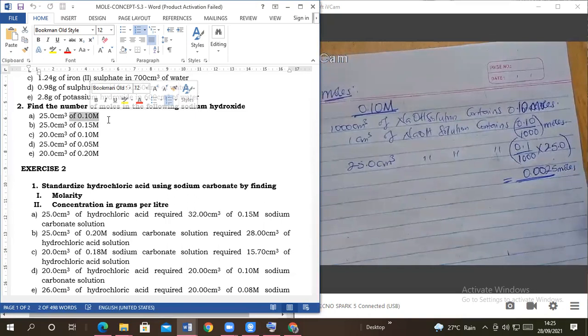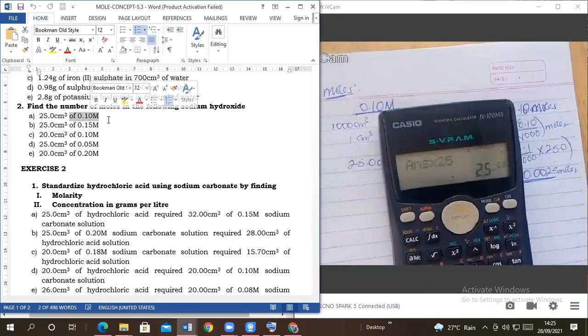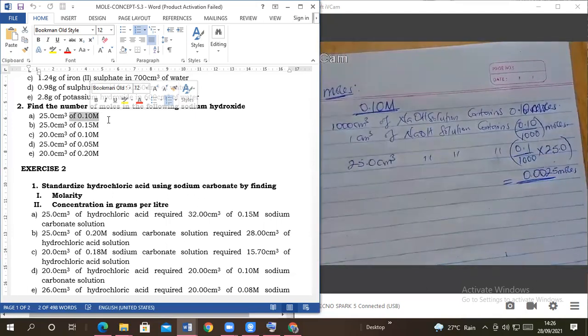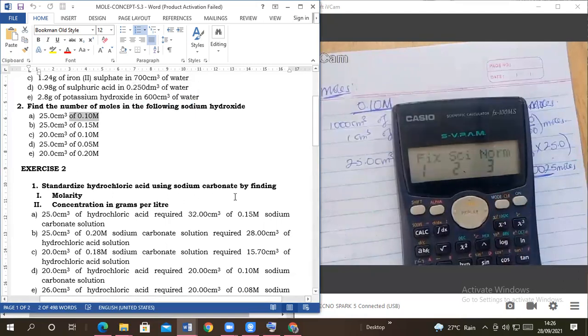0.000025 moles. Okay. So those ones whose calculators are giving in standard form, like mine, does somebody have an answer that is like that? Yes. Now, what do you do to take the answer back to normal? You press the mod key. When you press mod key, it gives you those readings. Leave complex, leave those things. So you go and look for where they say fix, science, and normal.